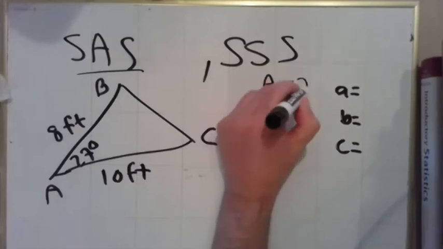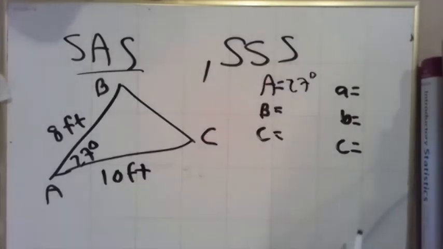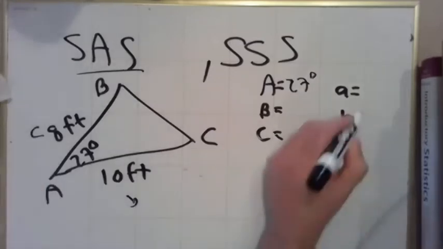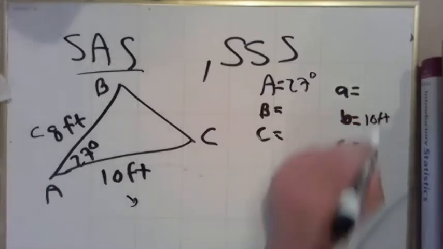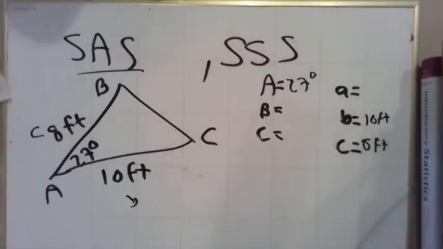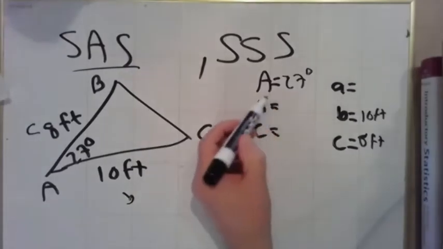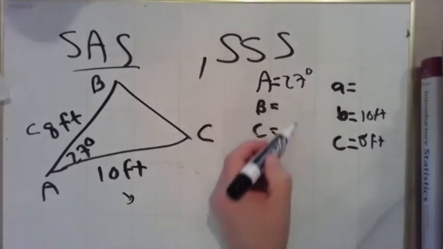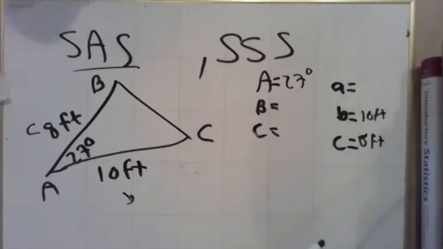We know A is 27 degrees. Don't forget your degree symbol. B is 10 feet. C is 8 feet. You can try all you like. You absolutely cannot find these two guys. The only thing you could find, no matter what you try, is side A.